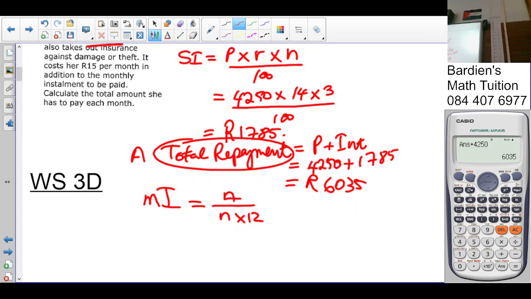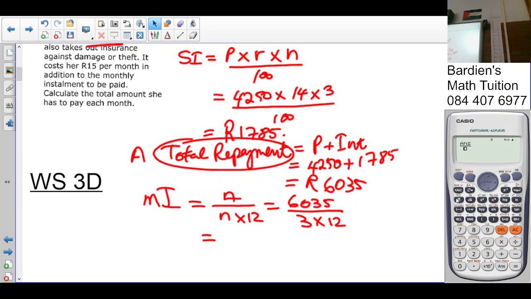Can you see that? So what do I say? 6,035 rand must divide it by 3 years times 12. That's 36. So that's going to give us 6,035 rand divided by 3 times 12. Your monthly repayment of 167 rand, comma 64. But what did they pay him extra? 15 rand, which is the insurance. Can you see that, people?